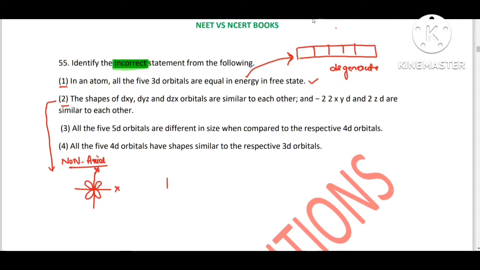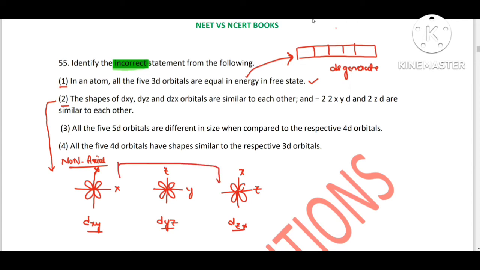X and Y. Now let us say this is xy. Now let us see the yz. This is Y and Z. The lobes are present in this way. This is called the yz. Now let us see the zx. Here Z and X. This is the orbital of zx. We observe that dxy, dyz and dzx orbitals are similar to each other. Yes, up to this one is correct.